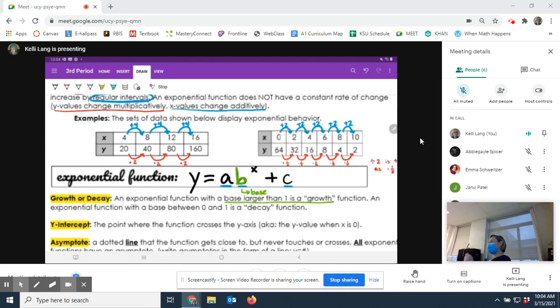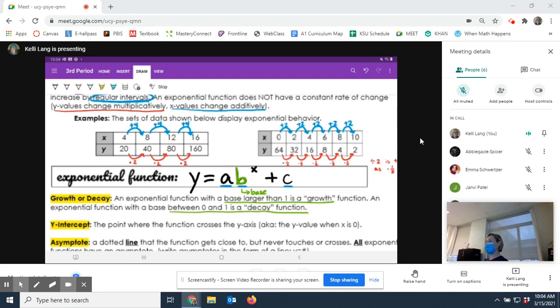So if B is bigger than 1, it could be like 1.5 or 10 or 1,000,000, okay? As long as it's bigger than 1, your exponential function is going to be a growth function. If your base is smaller than 1, it's called a decay function. So that could be something like 0.3 or 1/2. That would be smaller than 1.